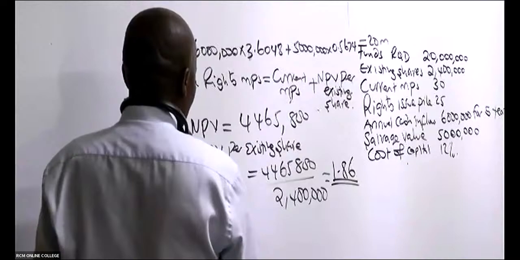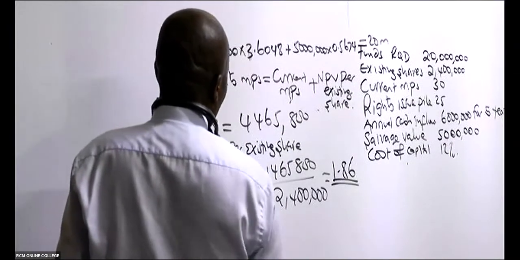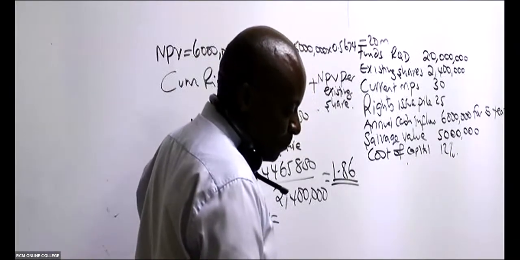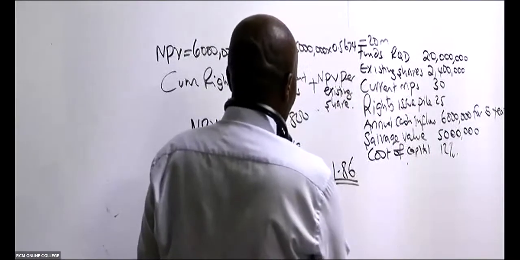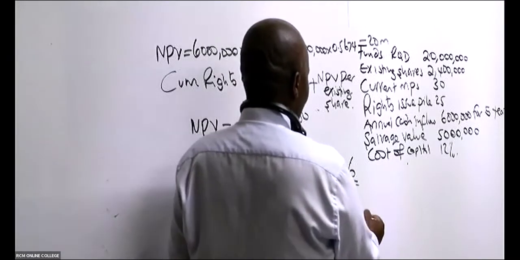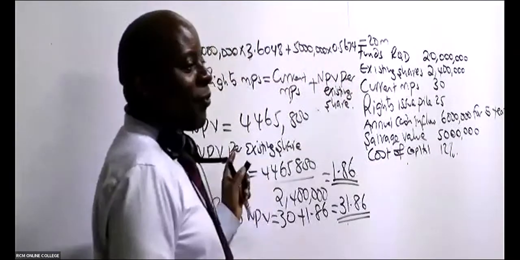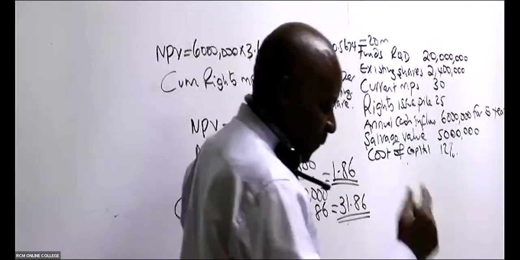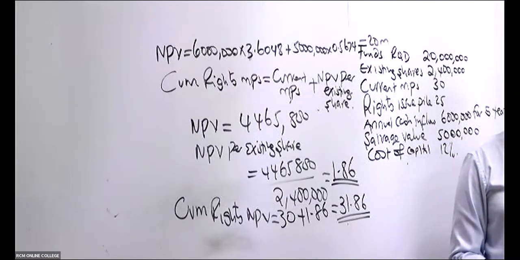With these rights, NPV will be equal to, what is the current market price per share? It is 30. So you take 30 plus 1.86, which will end up giving me 31.86. Please don't forget this. If they bring it this semester, very few students will be able to get it right, but fortunately, you'll be among those few students.